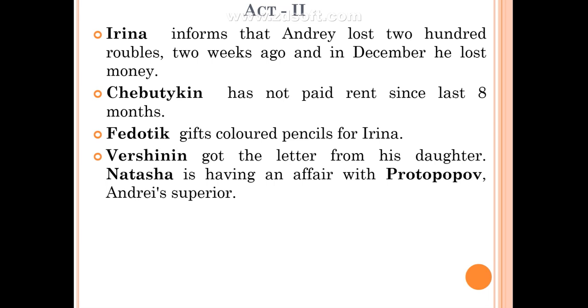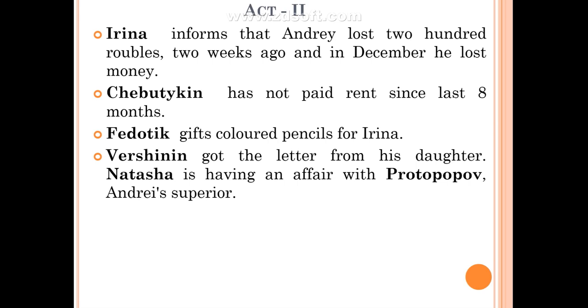In the meanwhile, Vershinin got a letter from his daughter. And in that letter, it is mentioned that his wife has drunk poison and attempted suicide. And Vershinin left that place, he left the house of Prozorov. And here we can find that till this point, Masha was very happy. Masha stayed at the party only for the sake of Vershinin. And as Vershinin left the Prozorov family, Masha also became disappointed, she became unhappy.